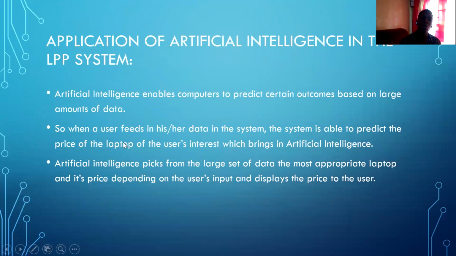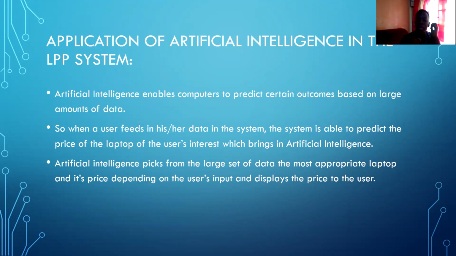The application of artificial intelligence in the LPP system. Artificial intelligence enables computers to predict certain outcomes based on large amounts of data. So artificial intelligence is all about prediction. And this is how it is applied in my system: computers are going to run this system, so it enables computers to predict the price, because this system is going to predict the price.